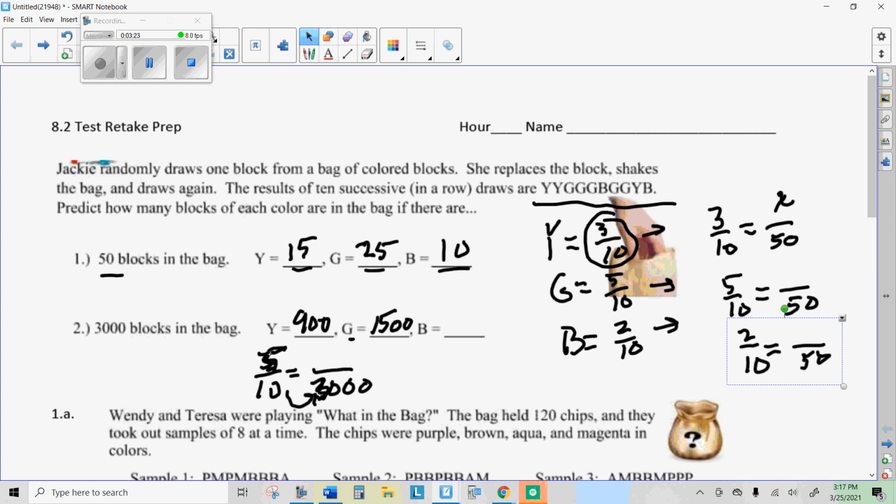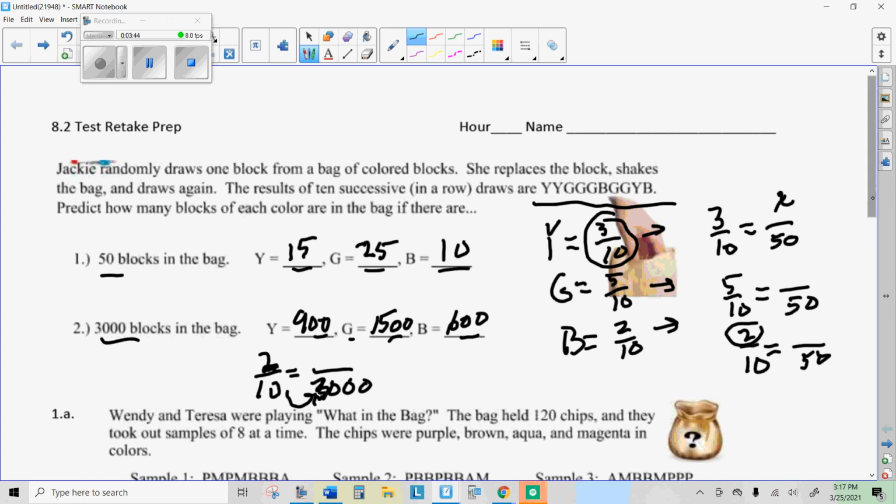And then the blue, I would use my blue sample ratio, which was 2 out of 10. And if I solve that, I get 600 of those. And again, these 3 numbers should add up to your 3,000.